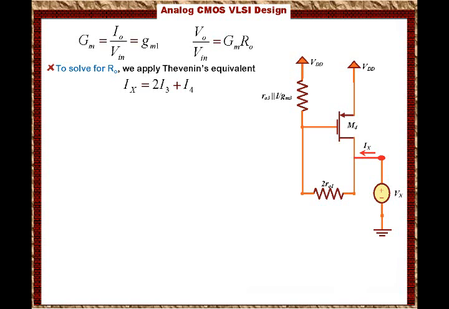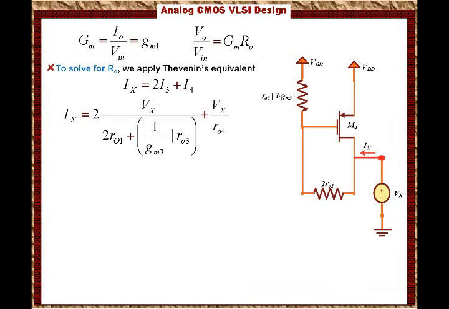So what you will have here is Ix equals twice the current going through M3, because M3 will also reflect current to M4, plus the current going through RO4, so we're going to call it plus I4. So Ix equals 2 times I3 plus I4, and this will equal 2 times Vx over 2 times RO1 plus 1 over GM3 parallel with RO3, plus Vx over RO4. This is basically the current going through M1, and then you multiply it by 2, that's why we say twice that, plus Vx over RO4.